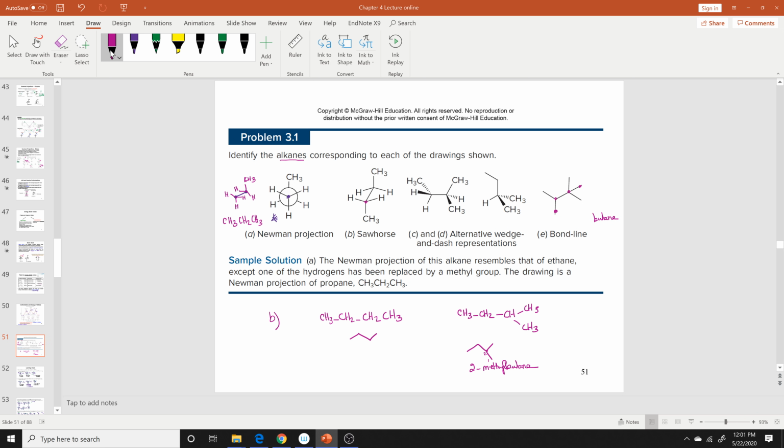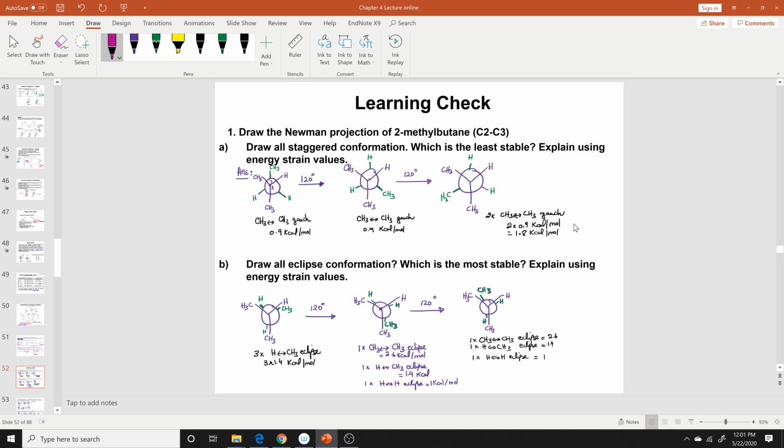And then naming it, I'm going to start numbering from this side, because on this side I have closer substituents rather than one substituent on that side. Then it's going to be 2, 2, and 3. Okay, so 2, 2, 3, trimethyl, and then 1, 2, 3, and 4. This is going to be butane. 2, 2, 3, trimethylbutane.